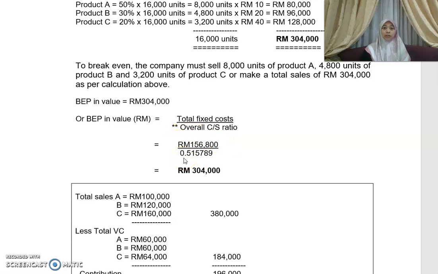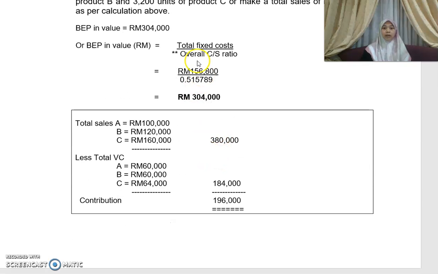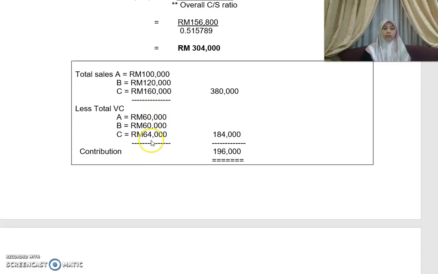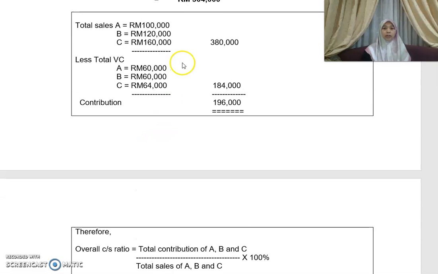How do you get the overall CS ratio? The 0.515789, this one. Where do you get this? So this one, okay, how do you work out the overall CS ratio? You take the total sales, less your total variable cost, that will give you your contribution. So this one, take from the question. How do you work out this one?